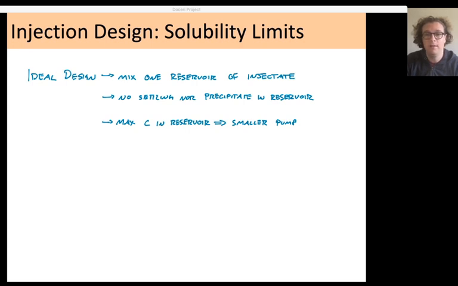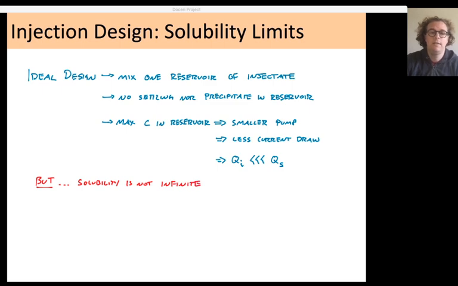Further complicating matters, we don't have access to an infinite number of pumps with perfect flow rates. We have the equipment that we have. And so the higher concentration we have in the reservoir, that lets us use a smaller pump, which will use less power if you're having to carry batteries into the field to power this, and it will make your injection rate smaller. So, things to think about.